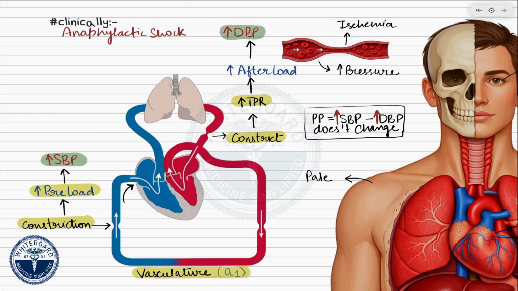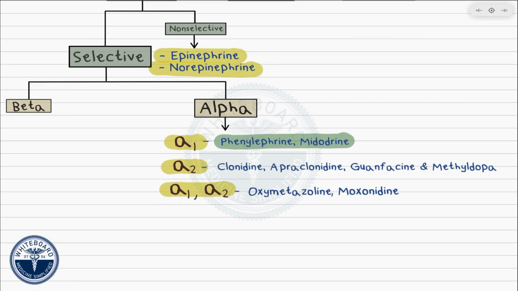Since both systolic and diastolic pressures rise together, the pulse pressure usually remains almost unchanged. So instead of simply memorizing these effects, let's apply them to a tracing and see how alpha-1 receptor activation changes blood pressure and heart rate in real time. In the previous lecture, we learned how to interpret cardiovascular tracings. I highly recommend watching it first, as it will make today's concepts much easier to understand.